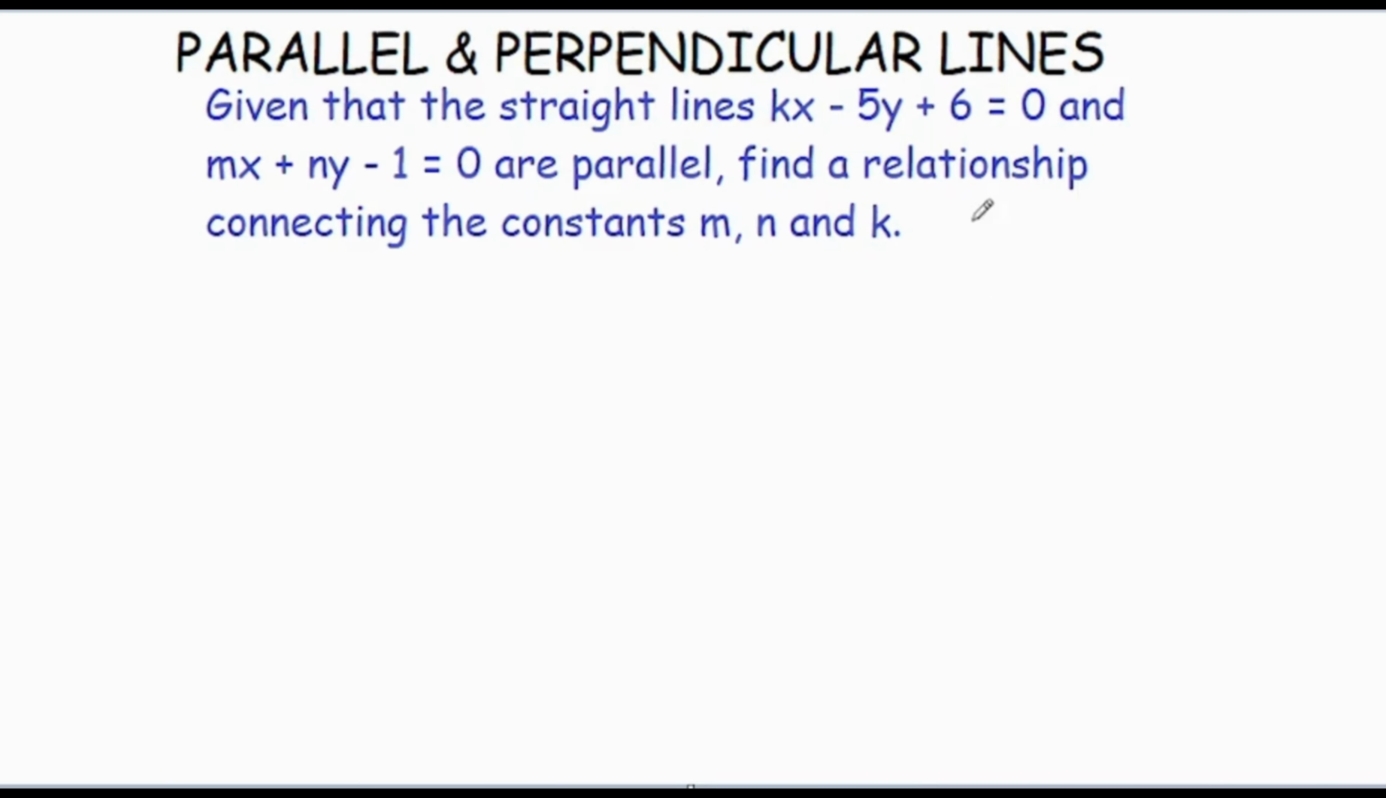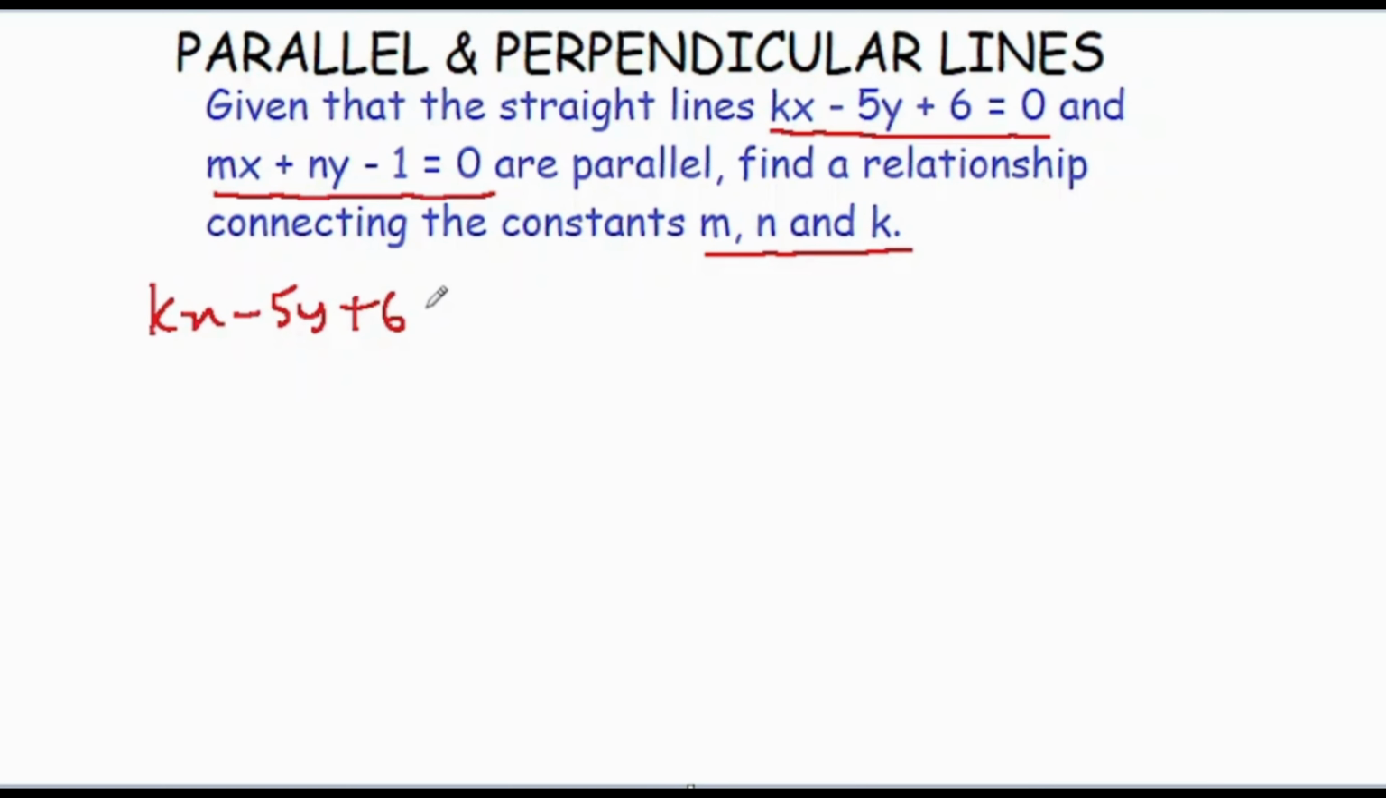In this example, we are given two equations. We have the first one, kx minus 5y plus 6 equals 0, and we have the second one, mx plus ny minus 1 equals 0. They are both parallel, so it means that their slopes are the same, and we have to find a relationship connecting these three constants, m, n and k.